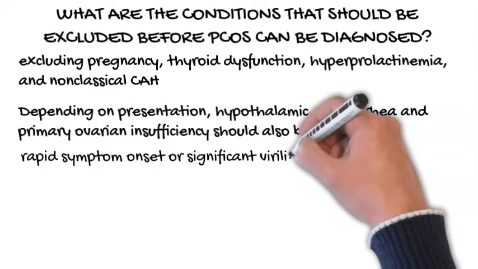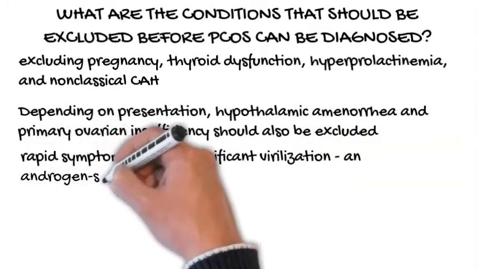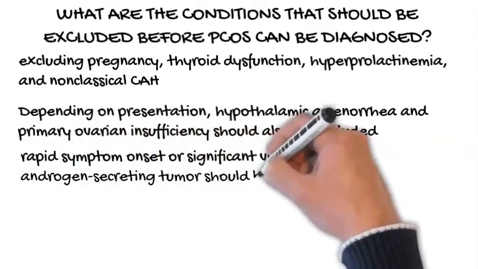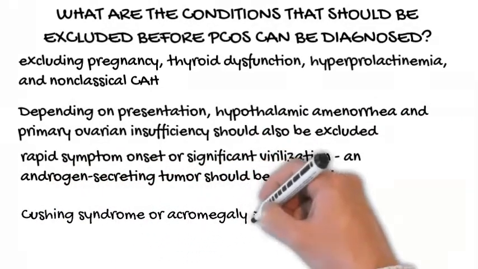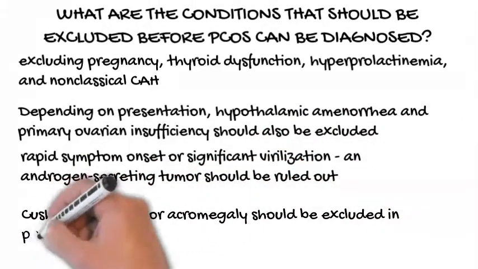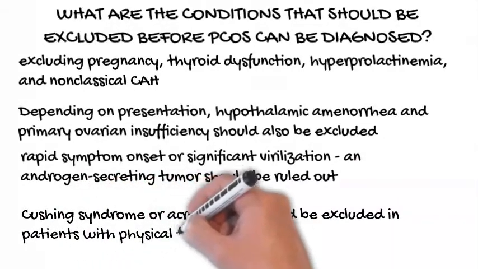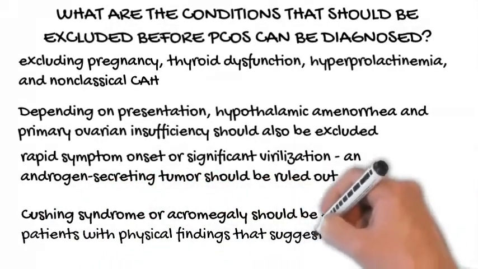In women with rapid symptom onset or significant virilization, such as deepening voice or clitoromegaly, an androgen-secreting tumor should be ruled out. Finally, Cushing's syndrome or acromegaly should be excluded in patients with physical findings that suggest either condition.